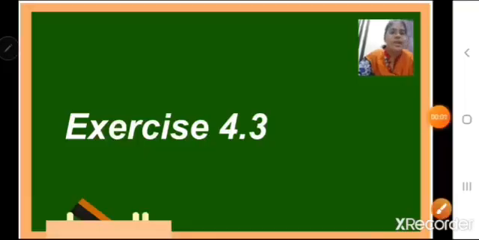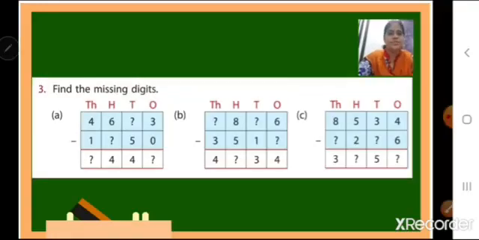Children, now take out your textbook and your notebook. We are going to continue with exercise 4.3. We have already done question number 1 and question number 2. We are moving towards question number 3, which is find the missing digits. Now, instead of writing the missing digits in your textbook, you are going to write them in the notebook. You will write question number A, draw the columns, and write all the numbers properly.